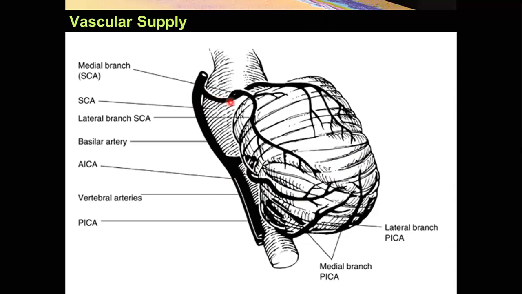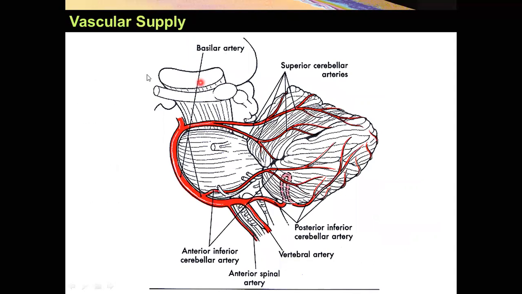The superior cerebellar artery supplies the upper 1/3 of the cerebellum, and it is a branch of the basilar artery as well. Look here. The vertebral artery arises from the subclavian artery in the neck and then ascends through the transverse foramen of the cervical vertebrae and passes through the foramen magnum, before joining and forming the basilar artery.